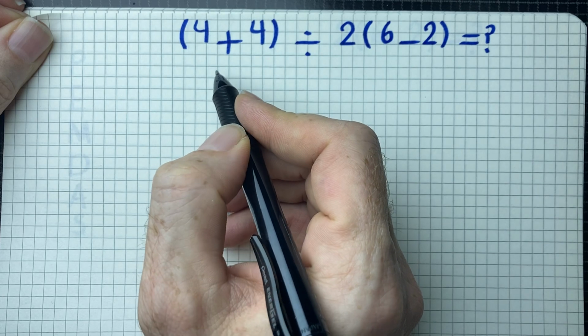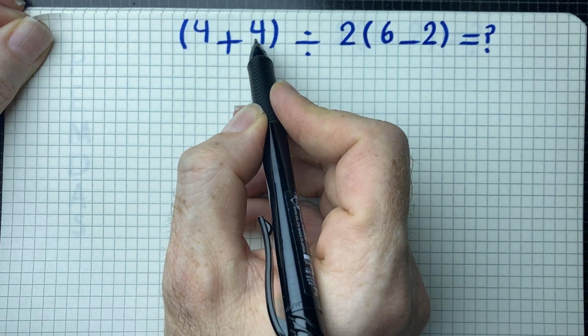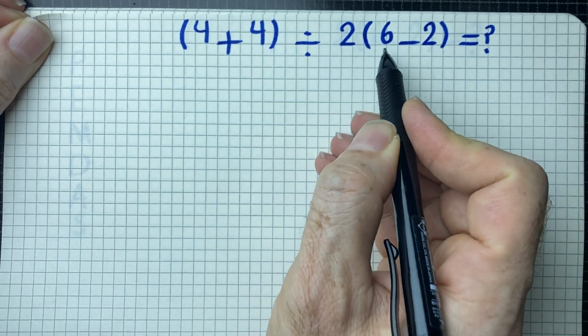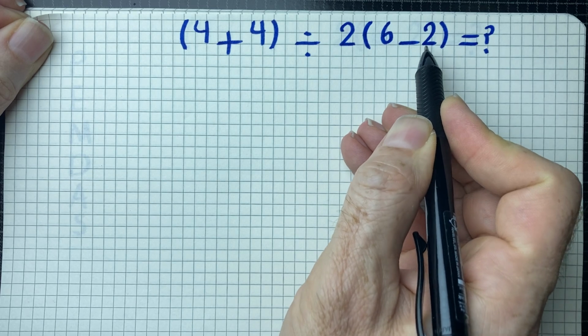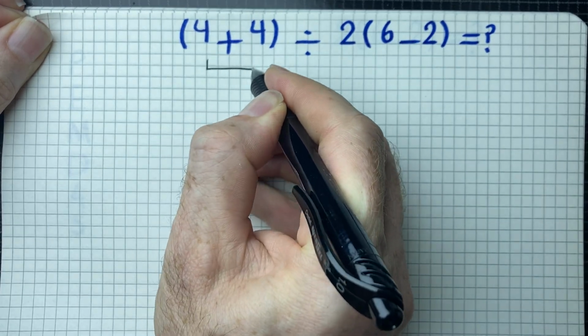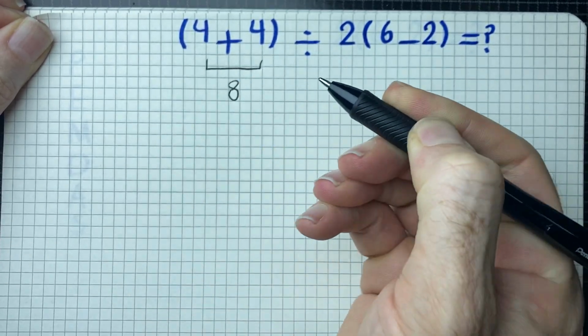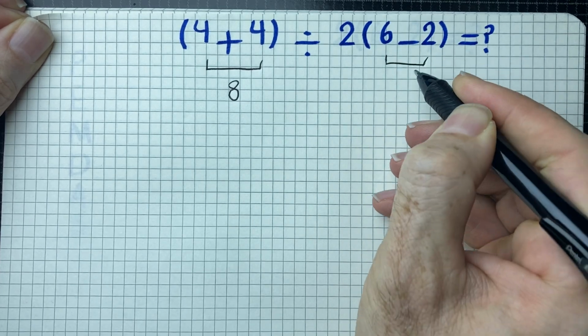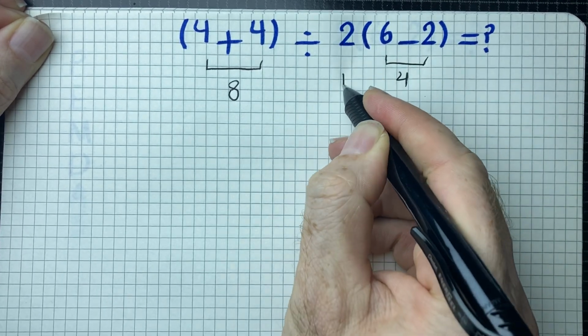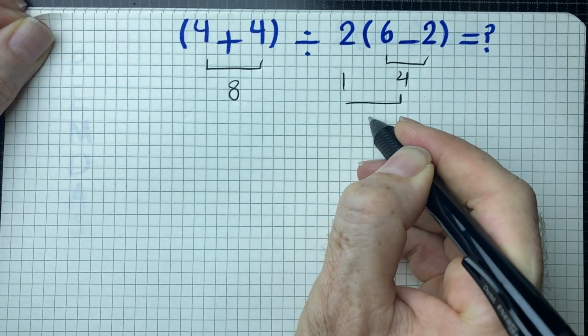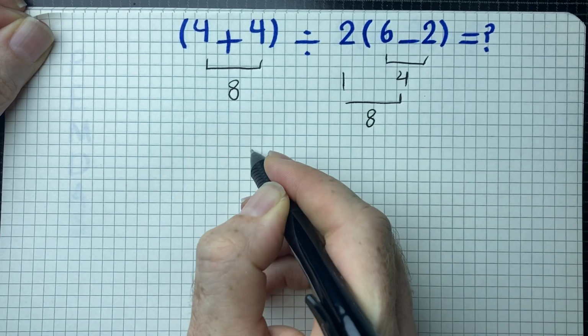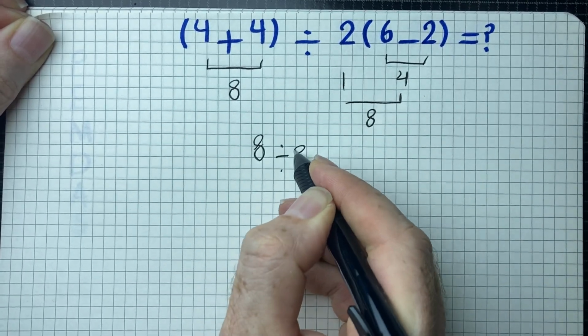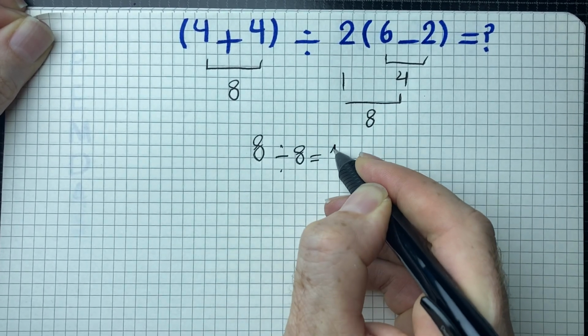In this video, we are going to find the value of 4 plus 4, then divided by 2 times 6 minus 2. Alright, this 4 plus 4 gives us 8. This 6 minus 2 gives us 4. Then this 2 times 4 gives us 8. And lastly, this 8 divided by 8 is going to be 1.